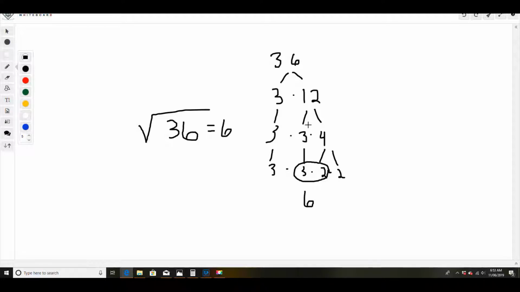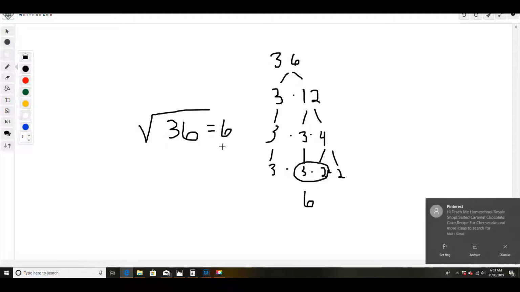Sometimes you're just going to know, like on this one, you probably already knew that because you know some of the numbers and what the factor times itself equals, because we've been doing that since you learned multiplication. You don't always have to show that.